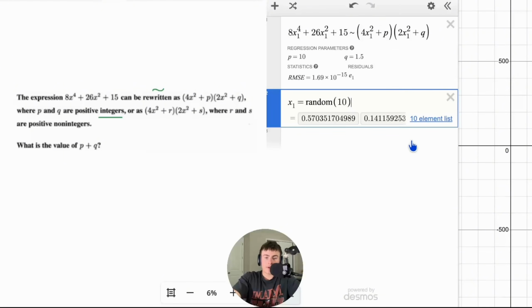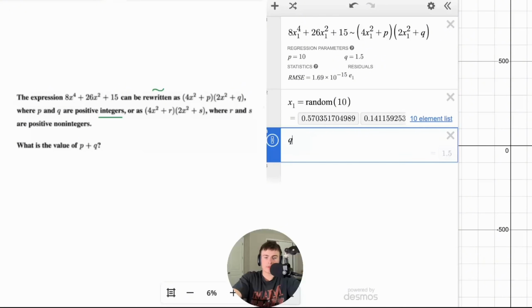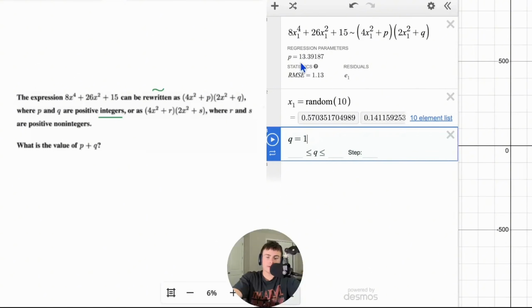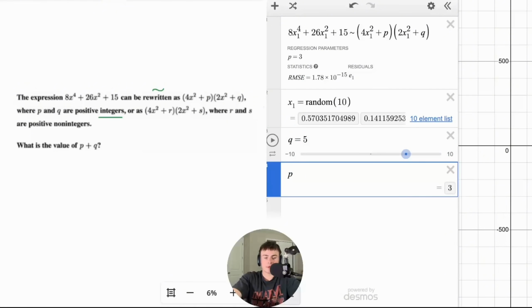So now that we have x1 defined as random 10, we need to fulfill the other condition, which is that P and Q are integers. Right now, Q is not an integer. That's bad. So I need that to be an integer. Let's just say Q is 1. Let's set a slider. We're going to control the slider until both are integers and then just add them. That's it. Q is 1. P is not an integer. Q is 2. No. Q is 3, 4, 5. When Q is 5, P is 3. They're both integers. Therefore, your condition is fulfilled, and P plus Q is 8.